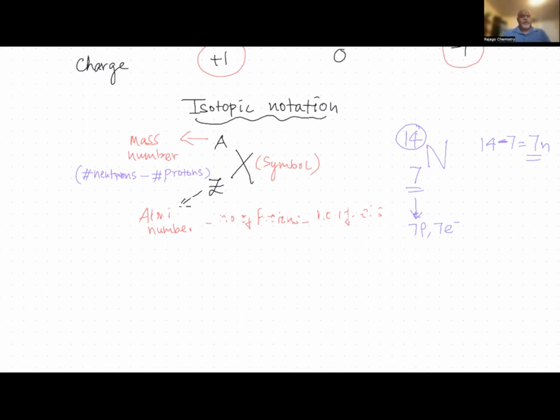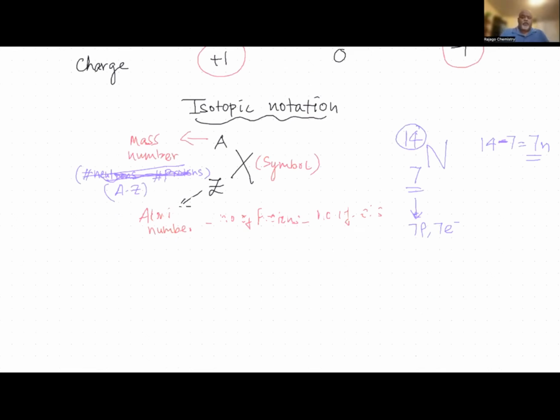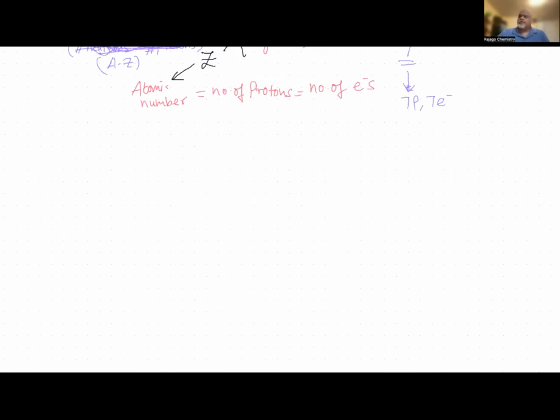So the number of neutrons is A minus Z. Instead of this, we can write A minus Z is equal to the number of neutrons. Understanding the atomic number part is very important, not just calculating values.